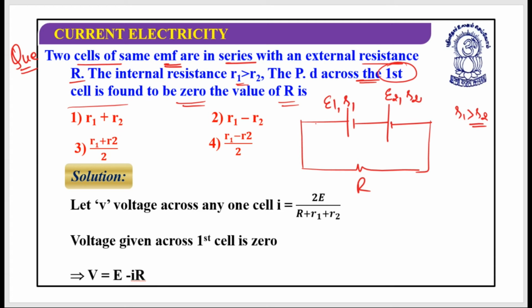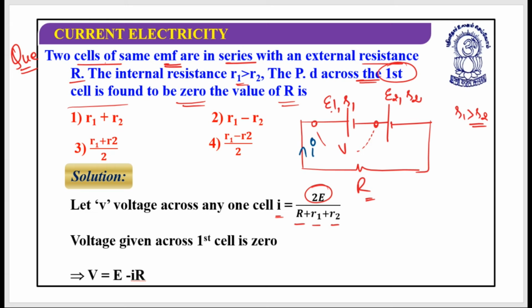Okay, so what do you want? You want the potential difference across the first cell. If this is found to be 0, I require the value of the resistance. First, let me calculate the value of I. The two cells have the same EMF, so I equals E1 plus E2, but they are the same, so I can write it as 2E divided by (R plus r1 plus r2). Yes, this is the current that is being passed through this circuit.